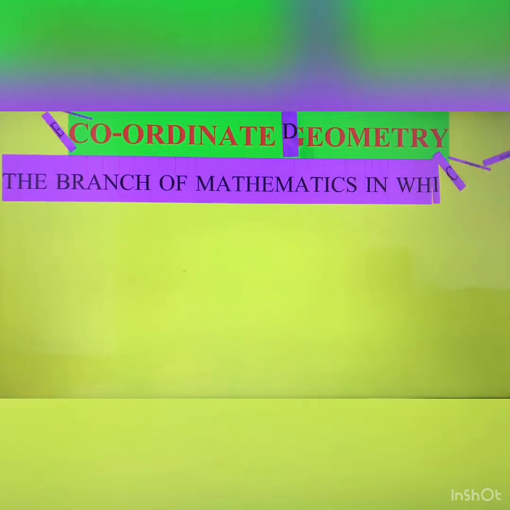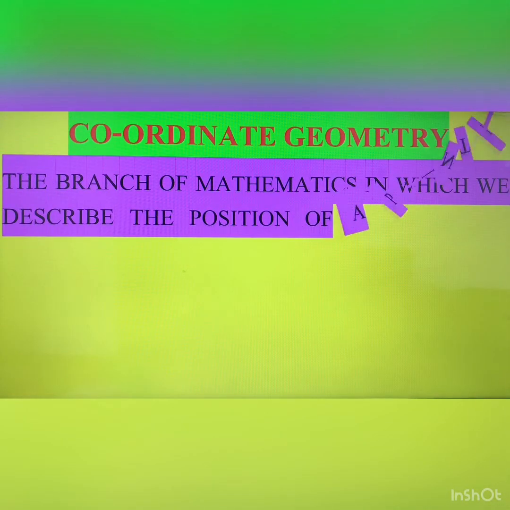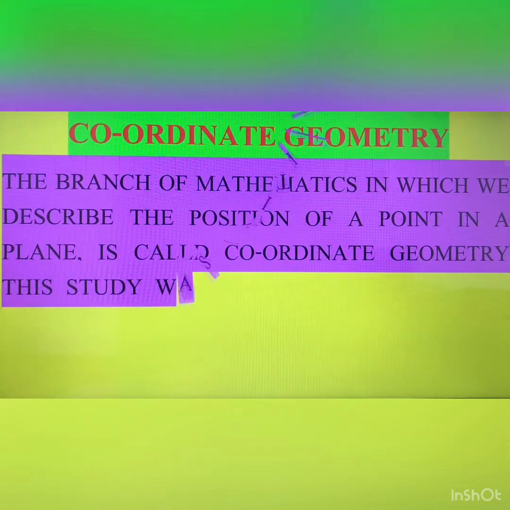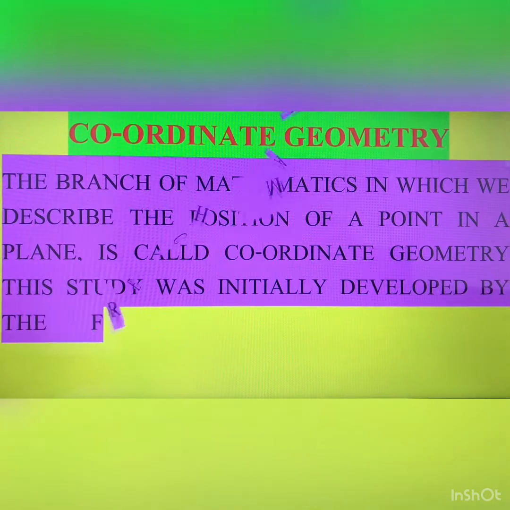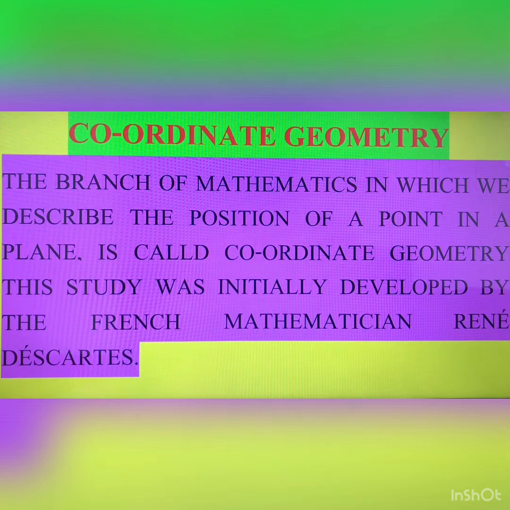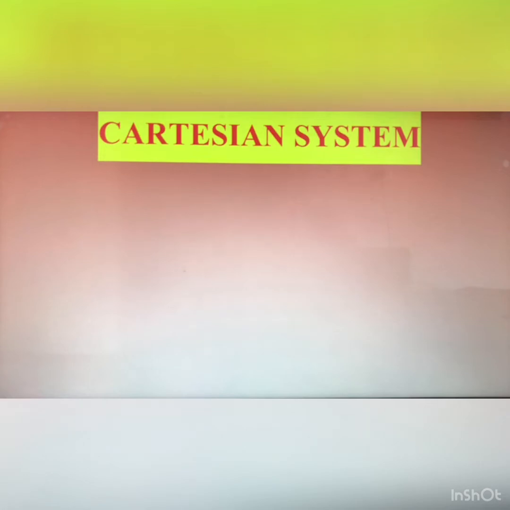The branch of mathematics in which we describe the position of a point in a plane is called coordinate geometry. This study was initially developed by the French mathematician René Descartes. So dear, the name of René Descartes, this is developed, the name of that mathematician that developed a Cartesian system.